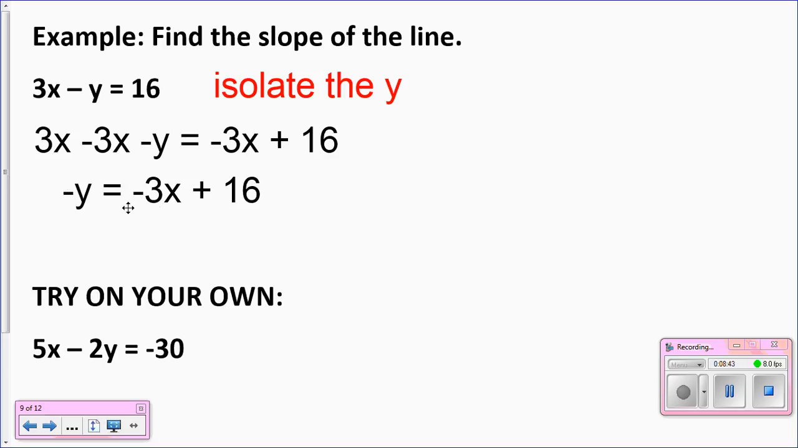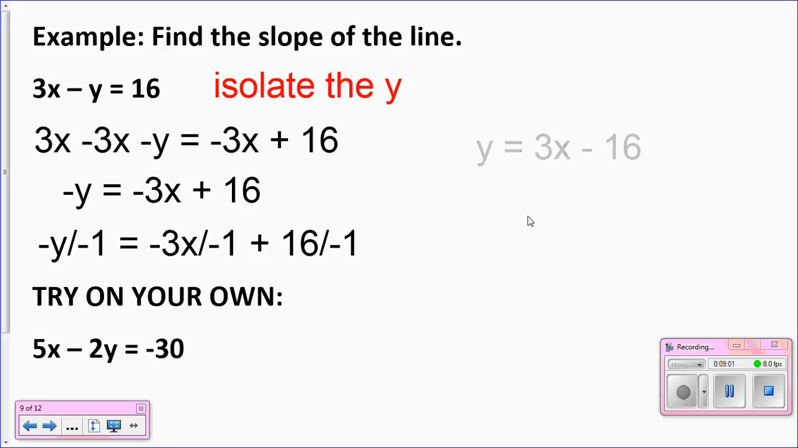So I'm going to divide each term by negative 1. Everything's getting divided by negative 1. You guys can put these underneath the 16, the negative 3x, and the y. Because I'm working on a computer, I can't really do that as easily. But when I divide everything by negative 1, I get y equals 3x minus 16. That's in slope-intercept form. So now that it's in slope-intercept form, right next to the x gives you 3, that's your slope. M equals 3.